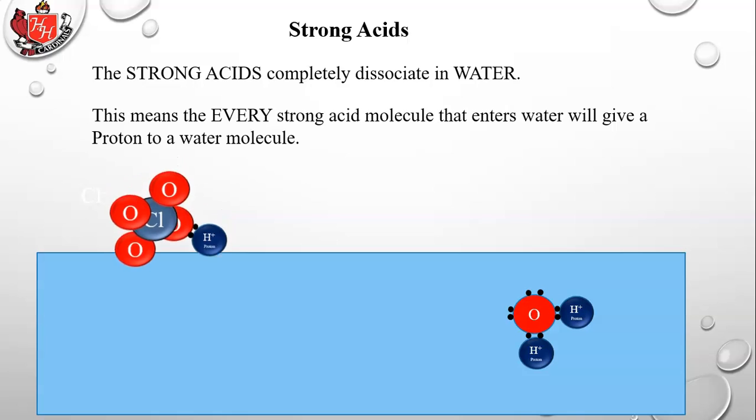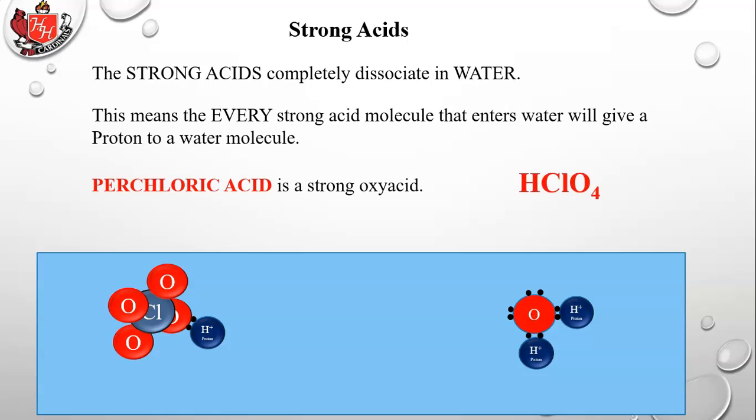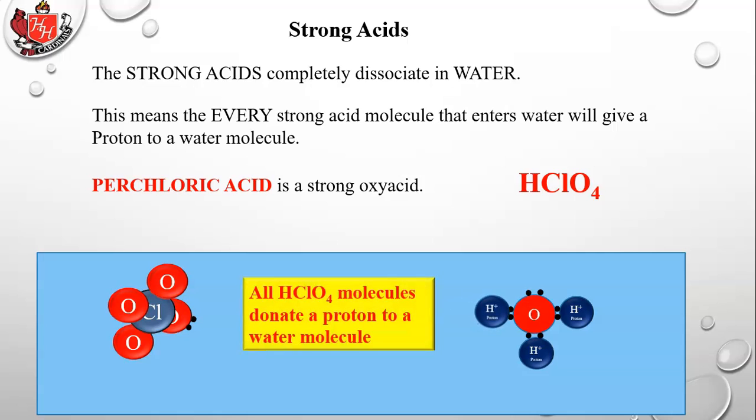Finally, we have perchloric acid, HClO4. Proton jumps over there. All HClO4 molecules donate a proton to a water molecule.